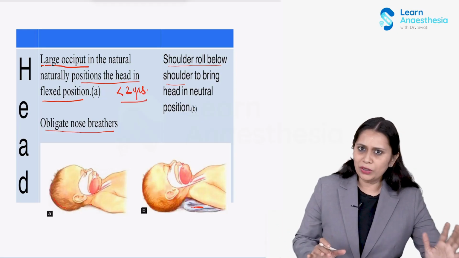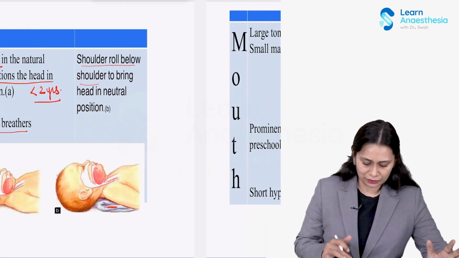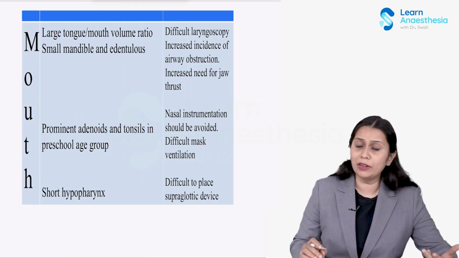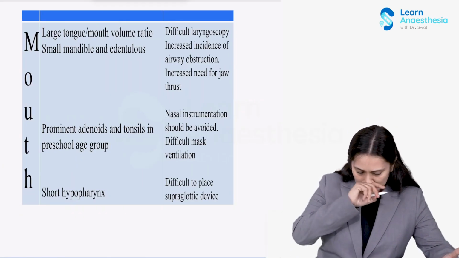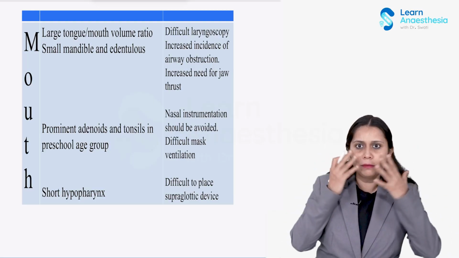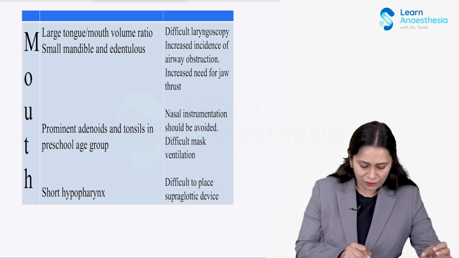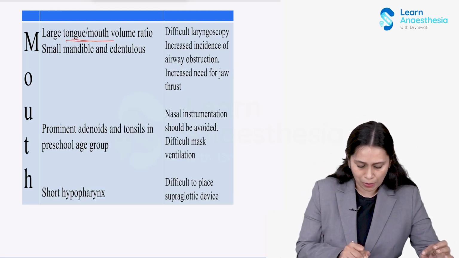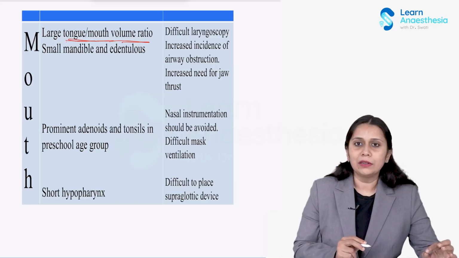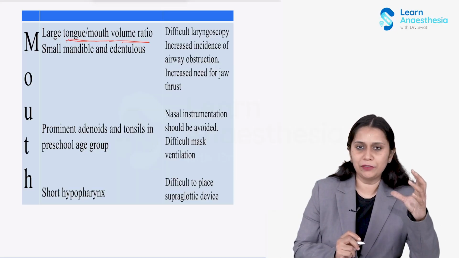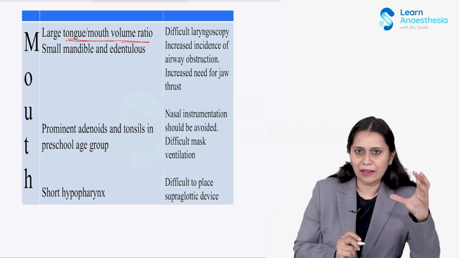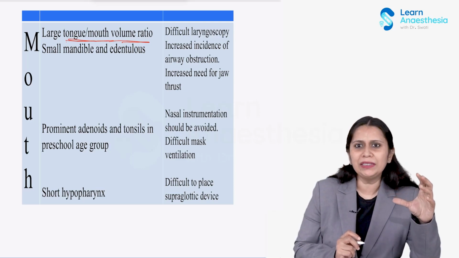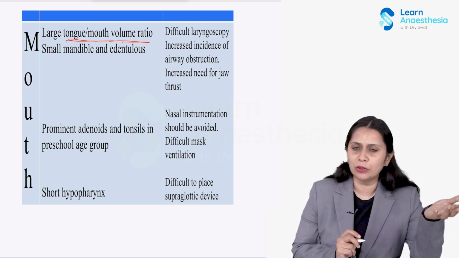Okay, then what is the difference in their neck, anatomical difference in their neck? Or let's first talk about mouth. Okay, so after head, mouth. Now they have a large tongue to mouth volume ratio, right? They have a big tongue. If you open their oral cavity, they have a big tongue, and it occupies a, let's say, larger area of their oral cavity.